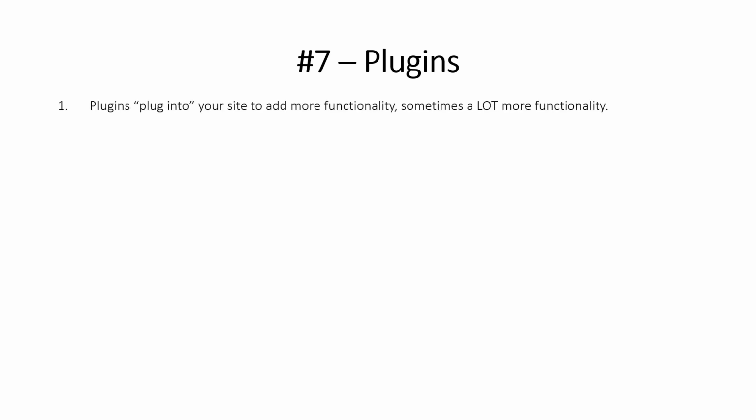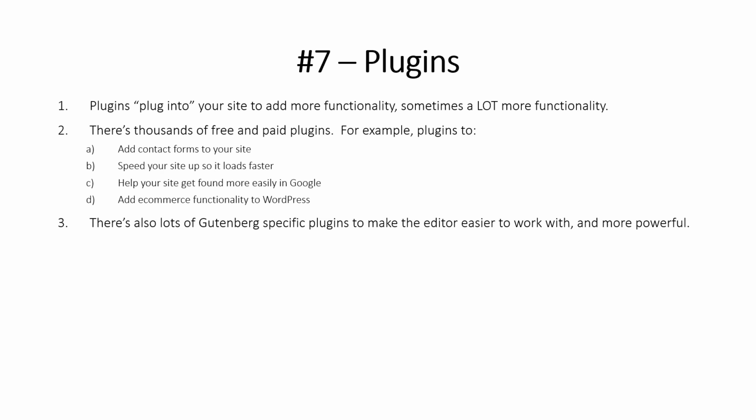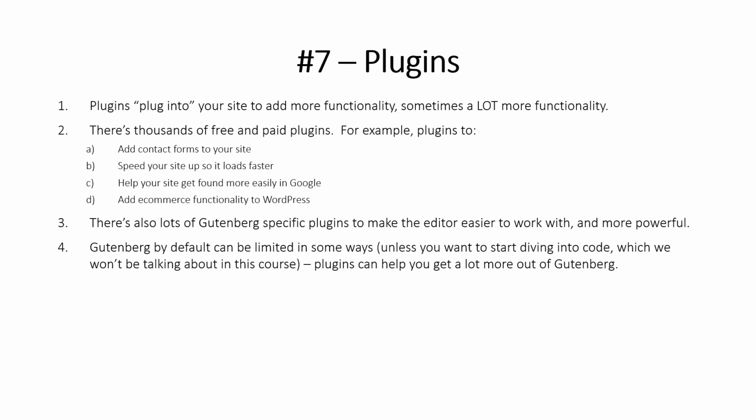Plugins. Plugins plug into your site to add more functionality, sometimes a lot more functionality. There's thousands of free and paid plugins, for example plugins to add contact forms to your site, speed your site up so it loads faster, help your site get found more easily in Google, add e-commerce functionality to WordPress. There's also lots of Gutenberg specific plugins to make the editor easier to work with and more powerful. Gutenberg by default can be quite limited in some ways unless you want to start diving into code, which we won't be talking about in this tutorial. Plugins can help you get a lot more out of Gutenberg.